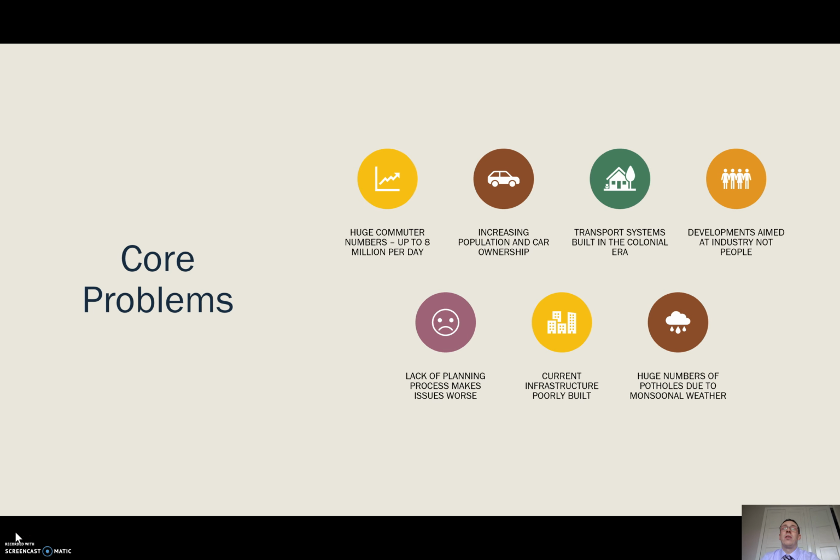So to start us off, we've got hugely increasing commuter numbers. And this in Mumbai is obviously far in excess of the issue that Glasgow faces, but we're looking at up to 8 million commuters trying to travel in and out of Mumbai in any given day. Now, you marry that up with an overall increasing population, not just globally, but obviously in India specifically, and that brings with it increased car ownership, which marries into these increased commuter numbers.